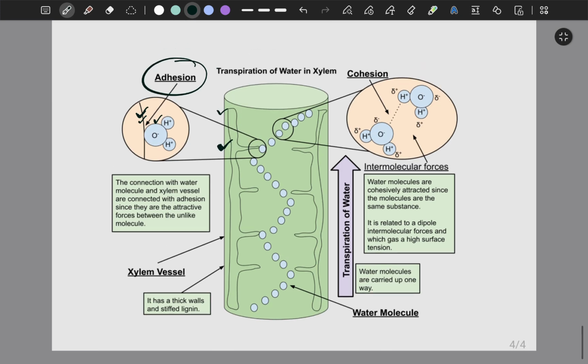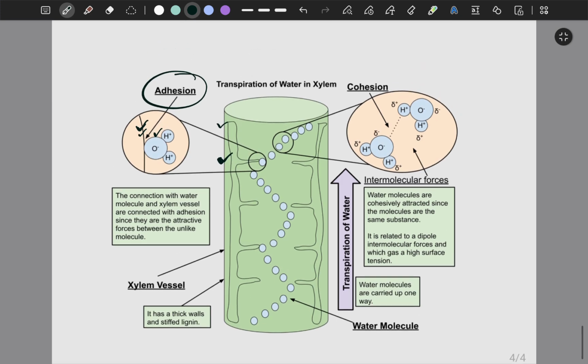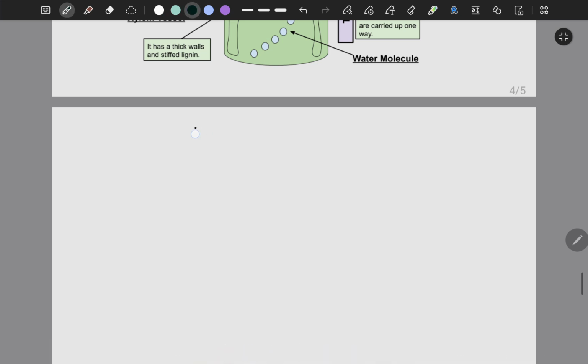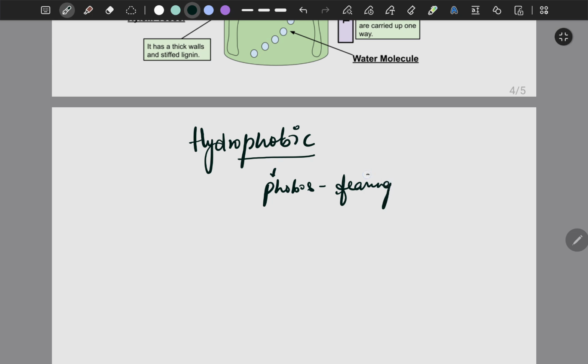There are some substances which are hydrophobic. Now if I say hydrophobic, definitely it comes from phobia. So phobos means fear. It fears water. So the substances are non-ionic and non-polar. So they cannot even make hydrogen bonds. Non-ionic, non-polar substances.